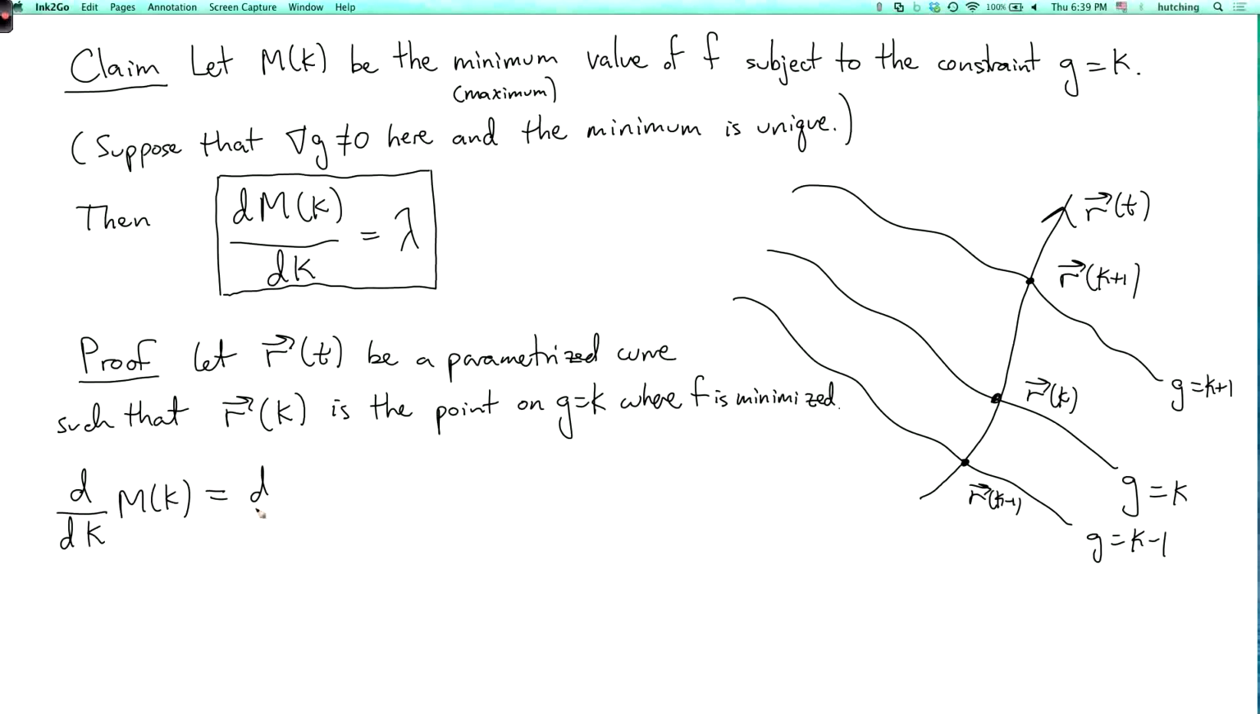Now by definition, m of k is equal to f of r of k, because r of k is the point, so d/dk of m of k is d/dk of f of r of k, because by definition f takes its minimum on the constraint set g equals k at the point r of k, and so that value of f is what we're calling m of k. Okay, now by the chain rule, this is the gradient of f evaluated at that point, I'll skip that from the notation, dot r prime of k. Now by the Lagrange multiplier equation, the gradient of f is lambda times the gradient of g.